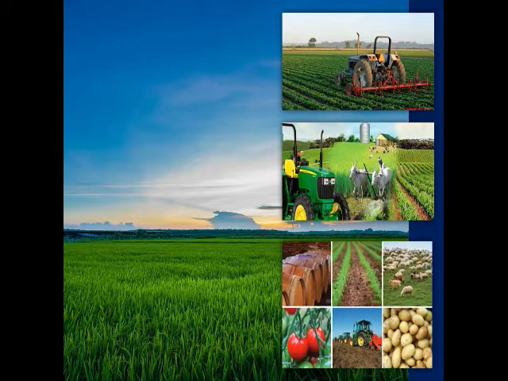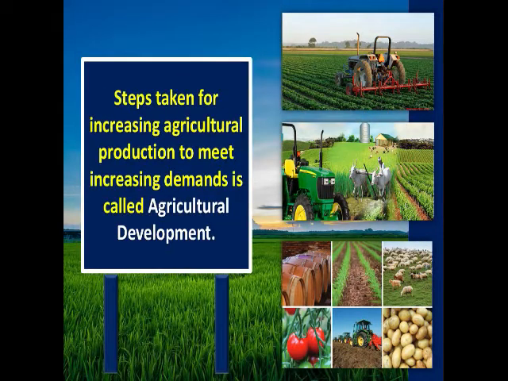So what is the development of agriculture in our India, particularly, children? The steps taken for increasing agricultural production to meet the increasing demands is called agricultural development. So what is agricultural development? The steps taken for increasing agricultural production to meet the increasing demands is called agricultural development.